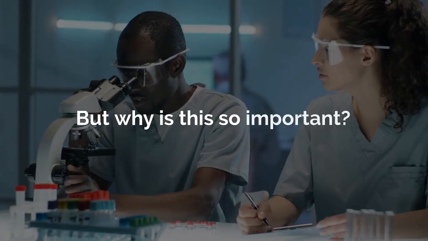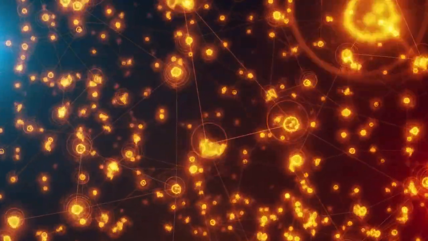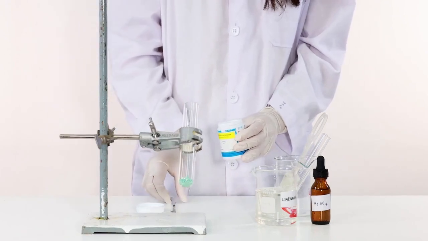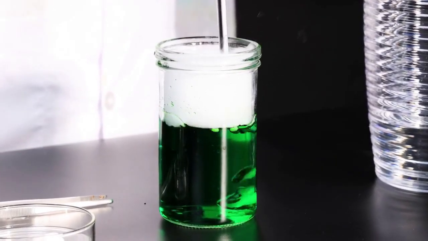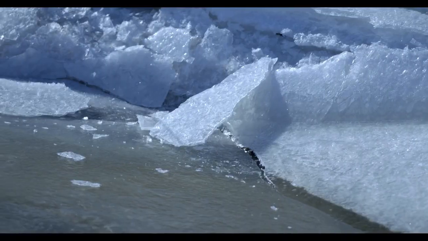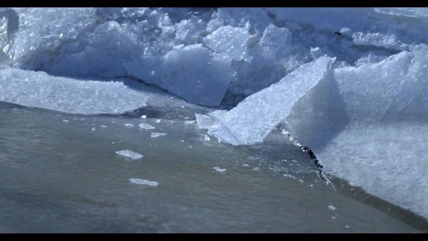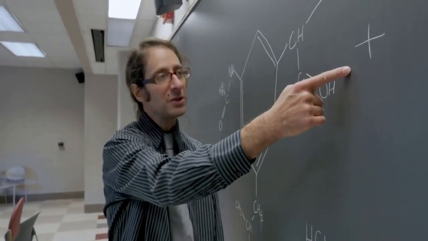But why is this so important? Protonation is a powerful tool because it dramatically changes how a molecule behaves, and there are a few key reasons for this. First, it can make a bad leaving group into a great one. Take an alcohol, for example. The OH group is a terrible leaving group on its own. But if you protonate the oxygen, you get OH2+. This group can now leave as a stable, neutral water molecule, which is a fantastic leaving group. This step is essential for many substitution and elimination reactions.